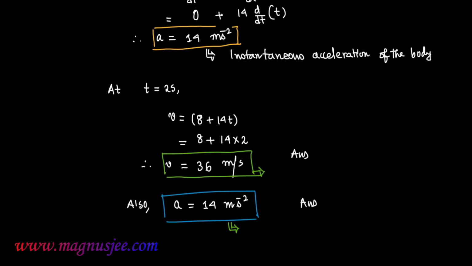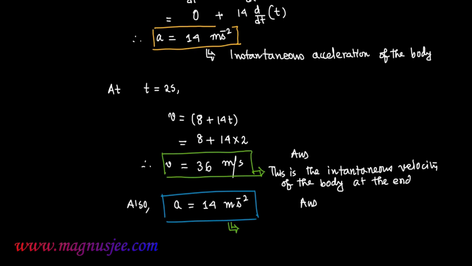This is the velocity. This is the instantaneous velocity of the body at the end of 2 second. At the end of how much second? 2 second. And a equals 14 meter per second.